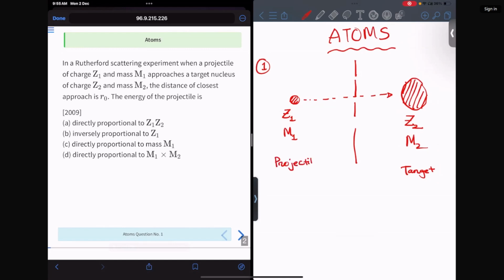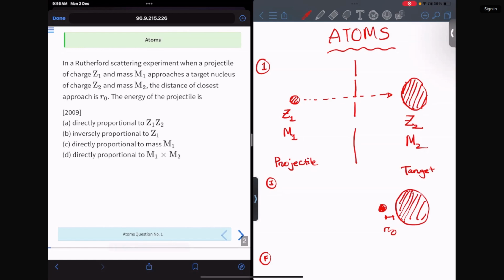So the projectile is approaching towards the target nucleus, and this was the initial stage. Finally, the closest distance between the target and our projectile was r naught. So we have to find out whether the energy of the projectile is directly or inversely proportional to any one of the following options.